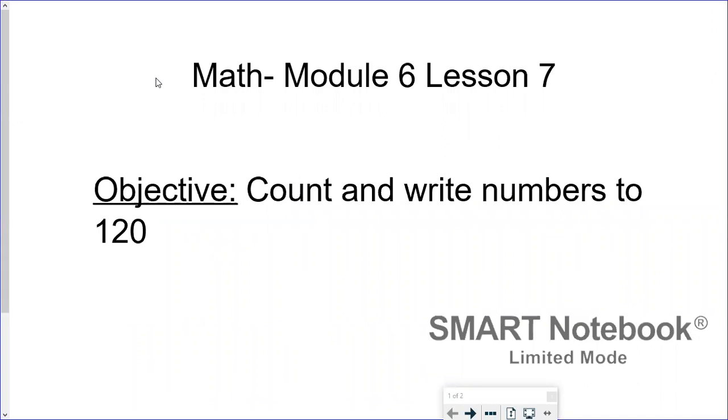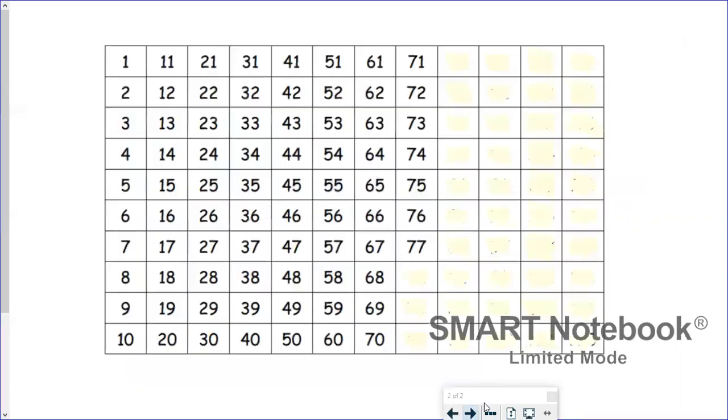I'm going to be doing your math lesson today for Module 6, Lesson 7. So the objective for the lesson today is to count and write numbers to 120. So the first thing we're going to take a look at is our 120 chart.